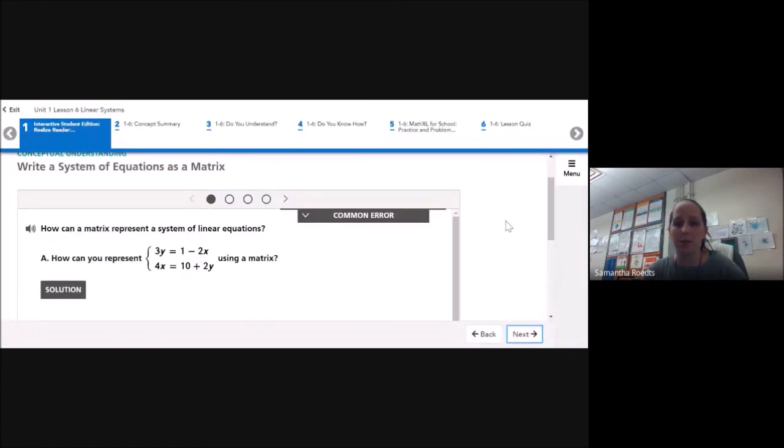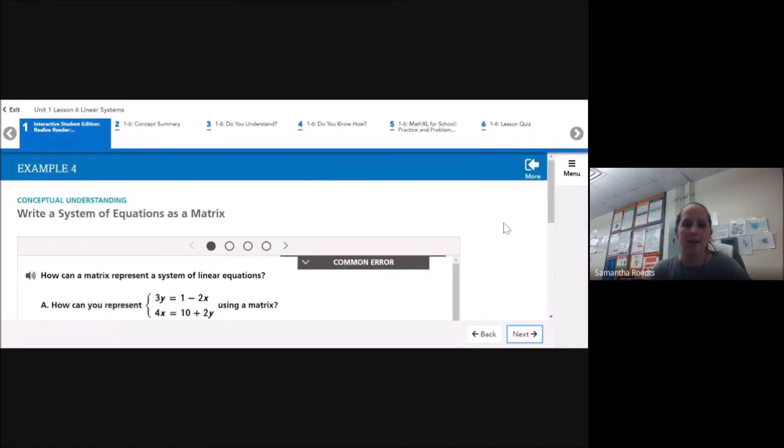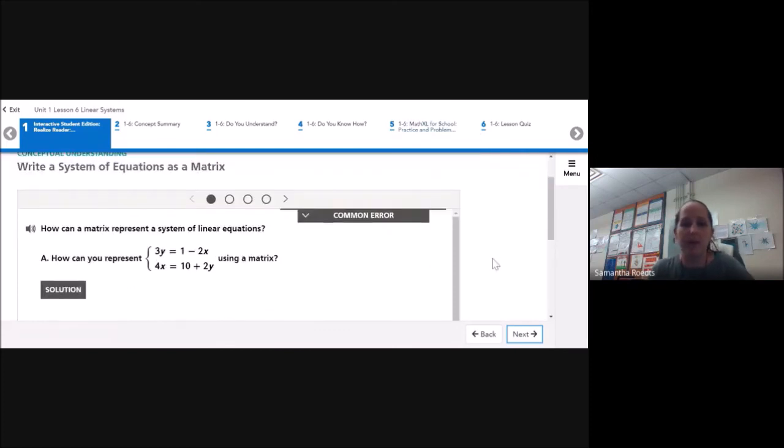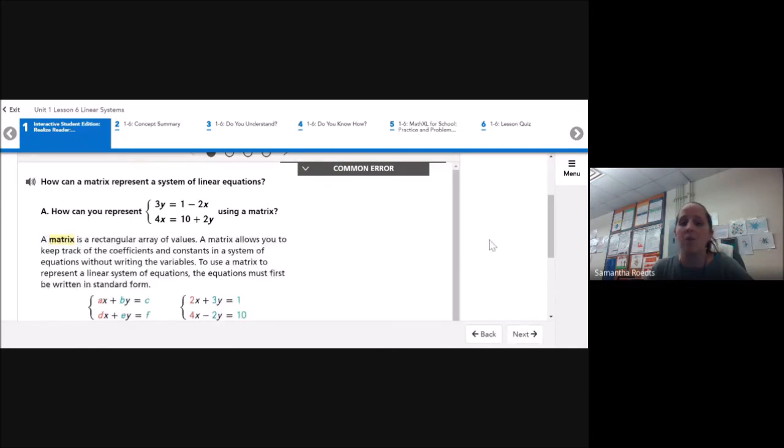Example 4 says write a system of equations as a matrix. How can a matrix represent a system of linear equations? So I can represent the system of linear equations 3y equals 1 minus 2x, 4x equals 10 plus 2y using a matrix. Okay? So a matrix is a rectangular array of values.